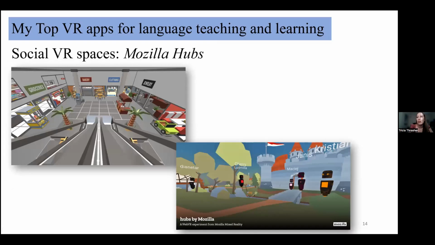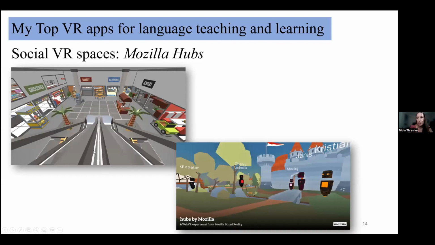The last one that I'm including for the social spaces, that I've seen a lot of work done on in terms of language learning research, is Mozilla Hubs. It's another platform that's really accessible. So it's available on pretty much every VR headset, computers, phones. It's free.